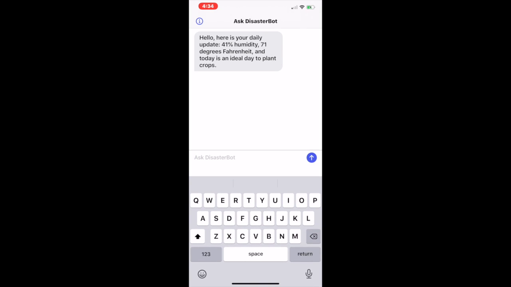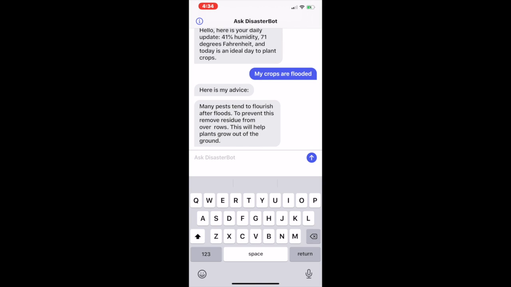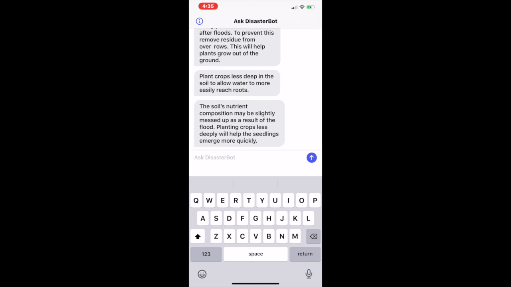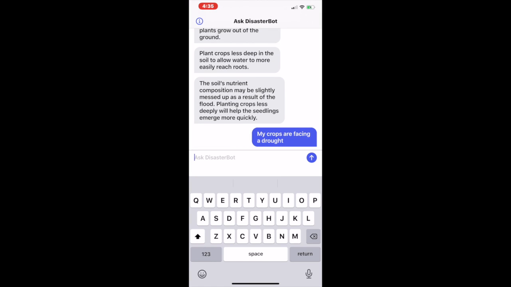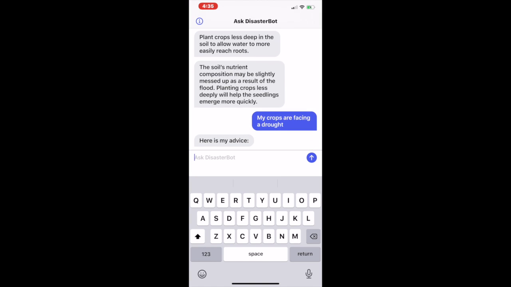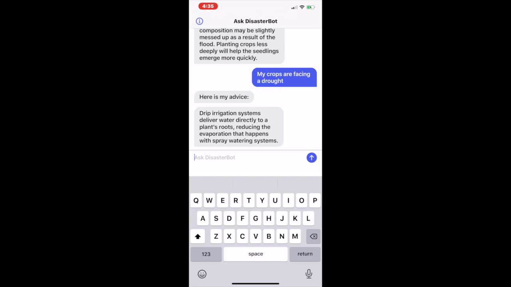For example, if I ask the bot, "My crops are flooded," the bot is able to use Keras and natural language processing to understand and provide an adequate response. I can also ask, "My crops are facing a drought." And we can get an adequate response.